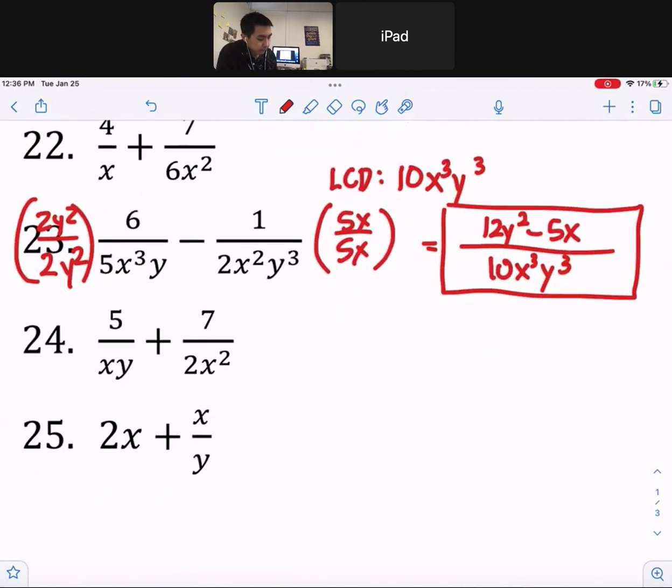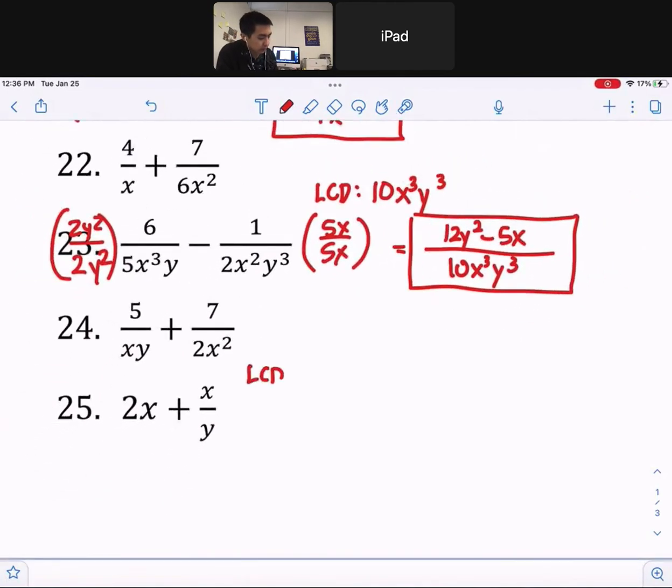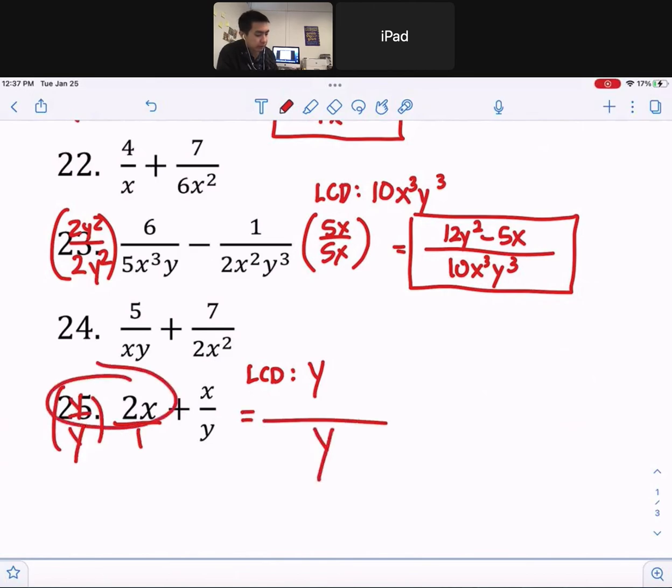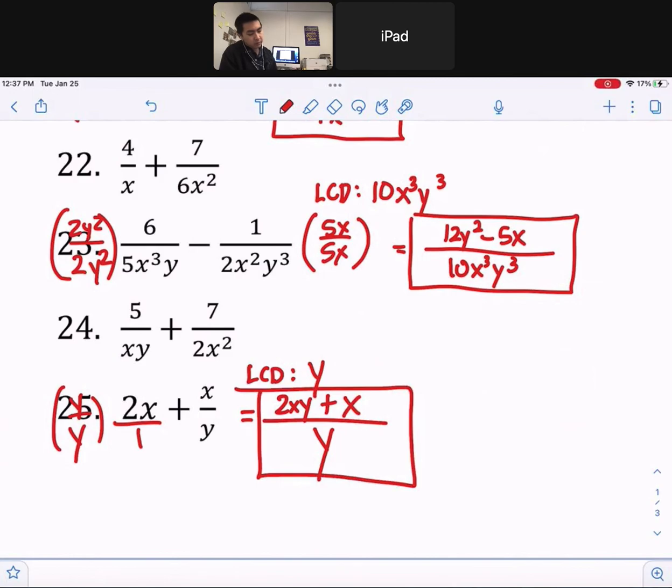Okay, now 25, you guys. The LCD for this one is just y. The only denominator we see is y. So remember, you guys, this is really over 1. To get this denominator to be the same, multiply top and bottom by y. So all of it's going to be over y. Y times 2x, you guys, is 2xy plus x. Can't simplify the top, so that's what we're going to have, right?